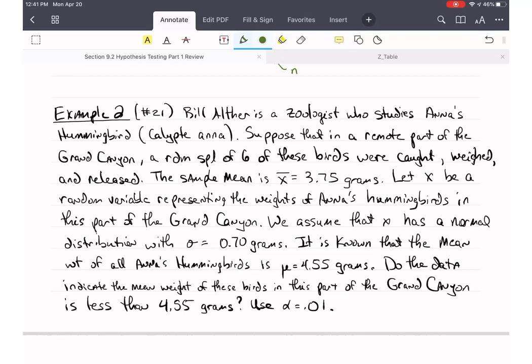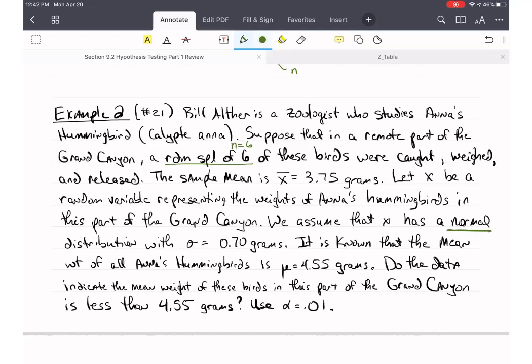Bill Arthur is a zoologist who studies Anna's hummingbird, a specific type of hummingbird called the Calypte anna. Suppose that in a remote part of the Grand Canyon, a random sample of 6 of these birds were caught, weighed, and released. Here, n is equal to 6. The sample mean is x bar equals 3.75 grams. Let x be a random variable representing the weights of Anna's hummingbirds in this part of the Grand Canyon. We assume that x has a normal distribution.